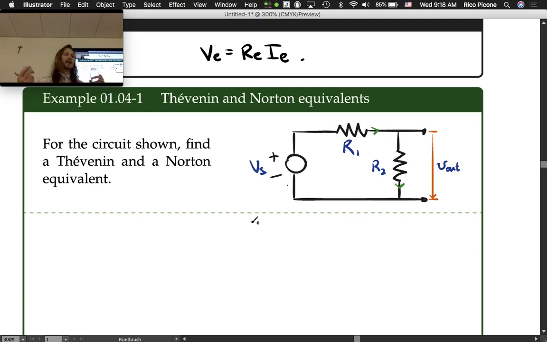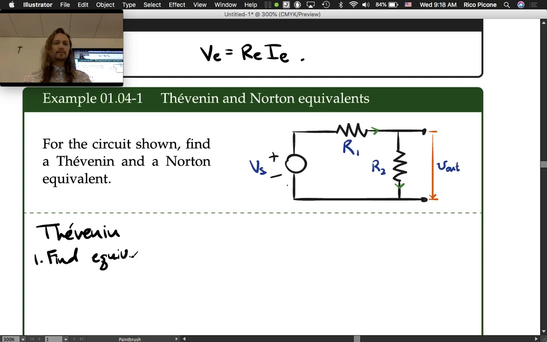Okay, so let's do Thevenin first. What's our first step? Yeah, so in order to find the equivalent resistance, we'll number it 1. Find equivalent resistance, RE. And let's go ahead and, this first time we're going to go through it more slowly, okay? And in the future we'll be able to go faster, but let's go through slowly.